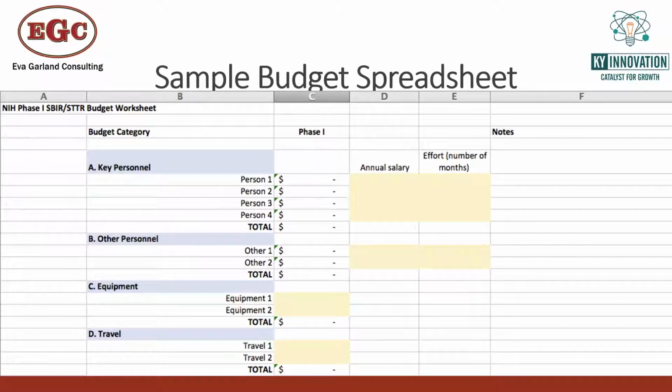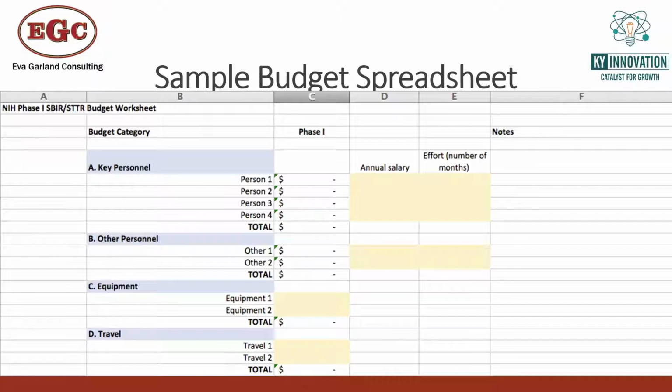I find it easier, instead of just trying to put a flat number for them, to put in their annual salary and their effort. The reason for that is, as you're playing with and tweaking the budget, you can play with that effort number to try to make the budget fit. So that column E there is something that you can play with as you're getting toward the end of your budget, to get everything to that final total that you're trying to achieve.